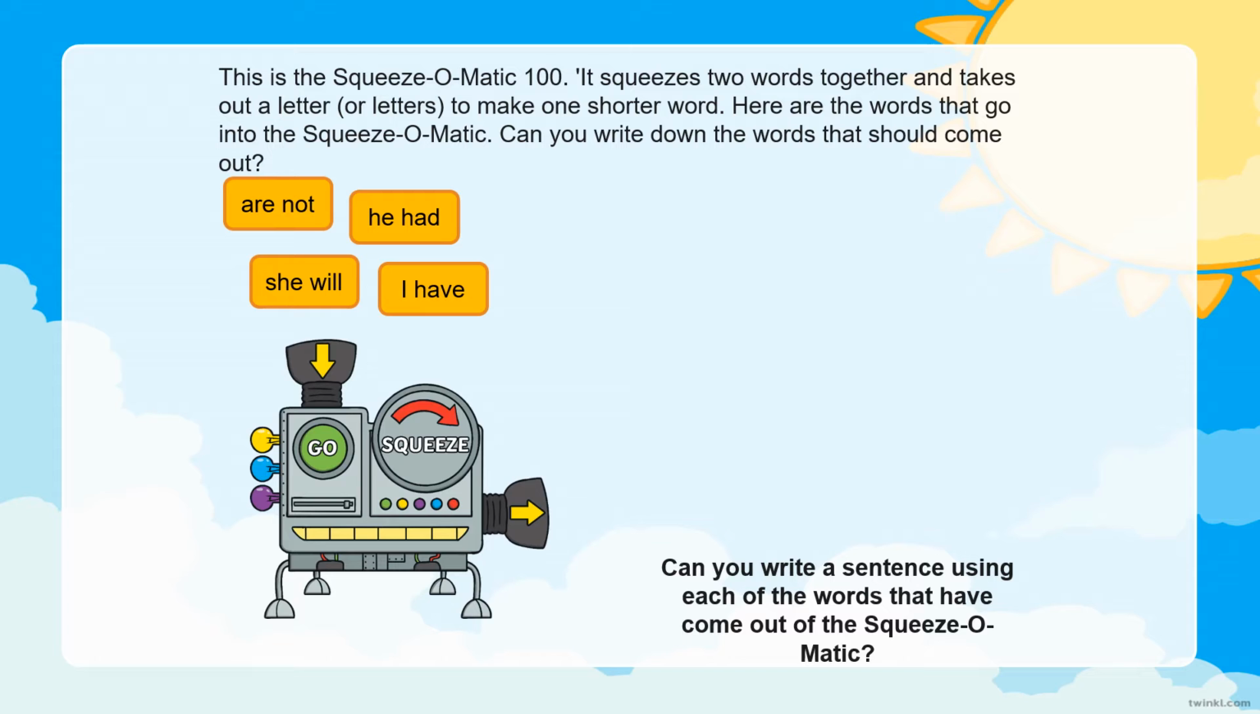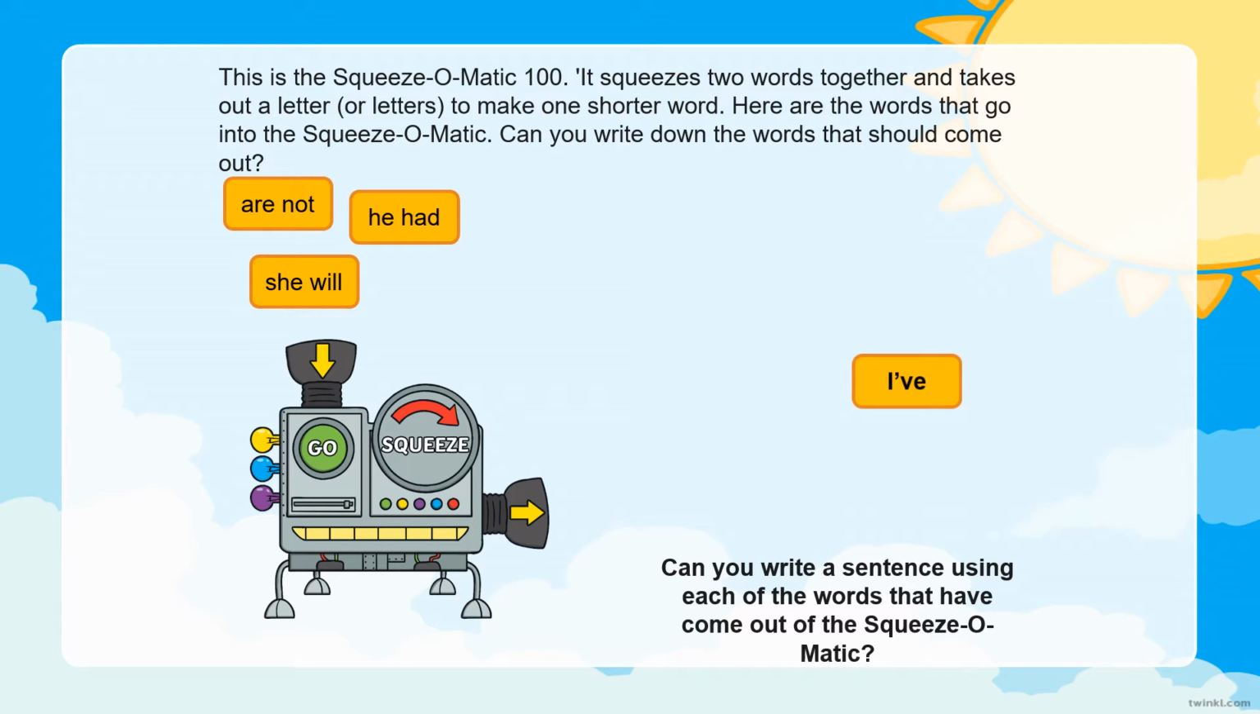I have goes in and it becomes I've. I have and I've mean exactly the same thing. I've is just a shortened way of saying I have. Okay, so I have 3 sisters, I've 3 sisters. It means exactly the same thing, but it's just a shortened way of saying it.